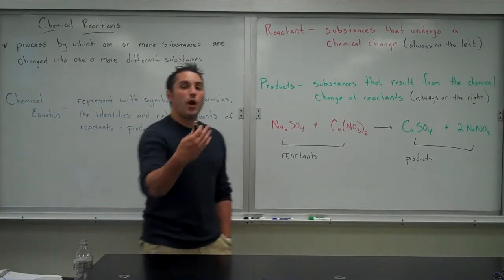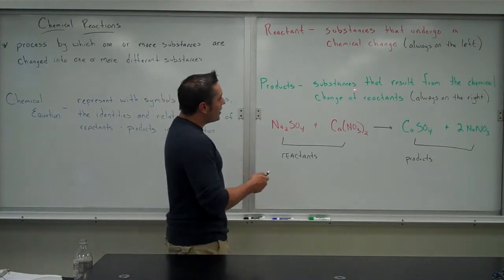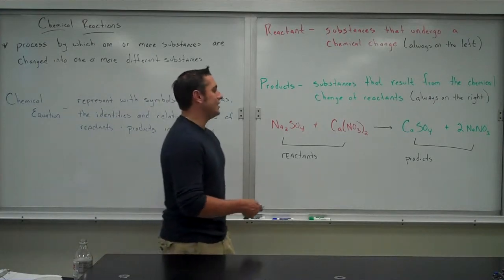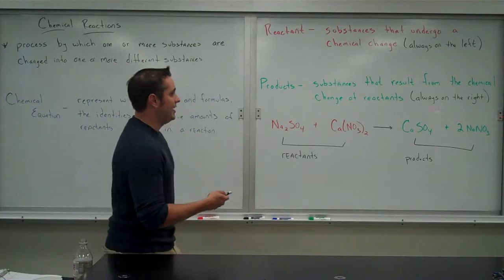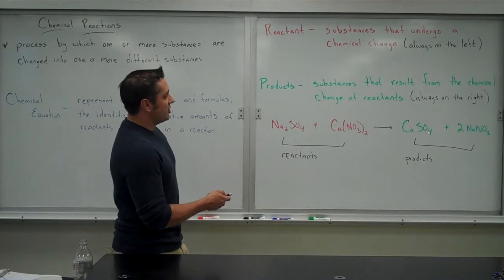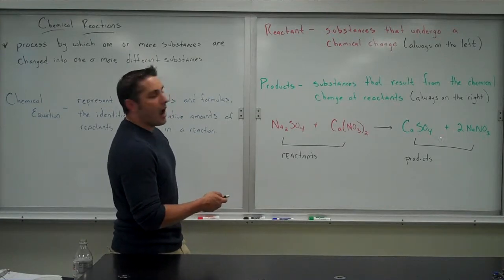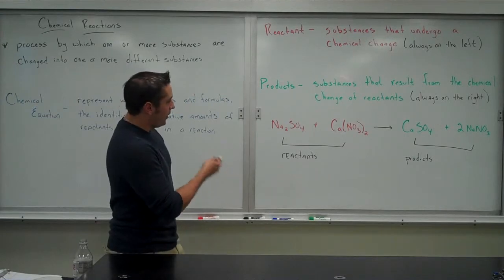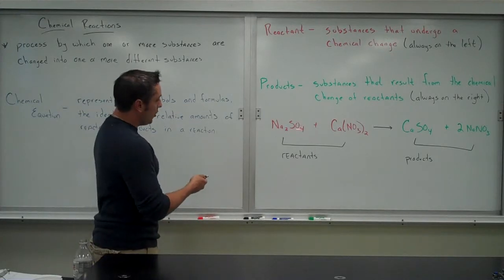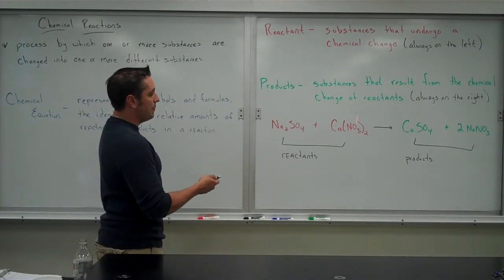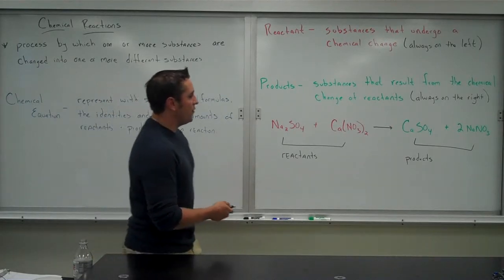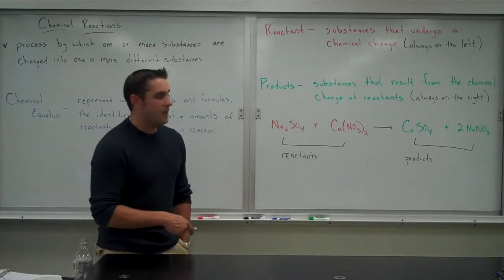Products are the things that are about to be formed. Products are the substances that result from a chemical change of reactants. They are always on the right side of an equation, which is separated by that yield sign. In this case, CaSO4 and NaNO3 are our products, which is why they are in green to match your product definition. If I looked at an equation like sodium sulfate reacting with calcium nitrate, those would be my reactants, and they form calcium sulfate and sodium nitrate.